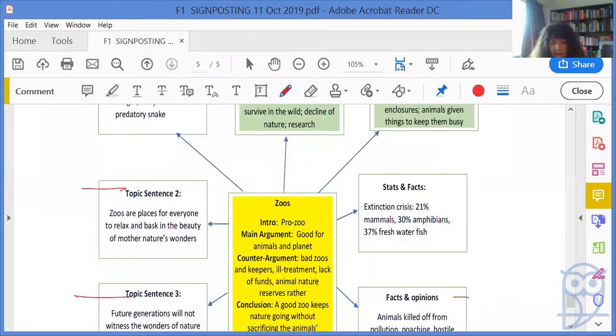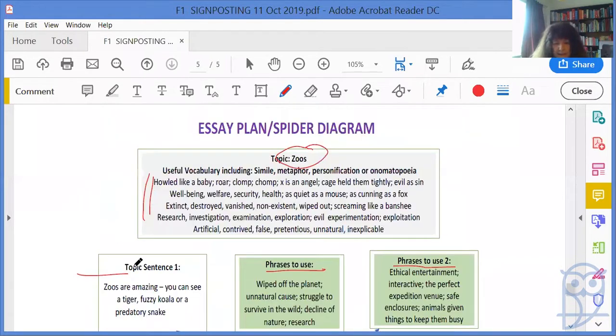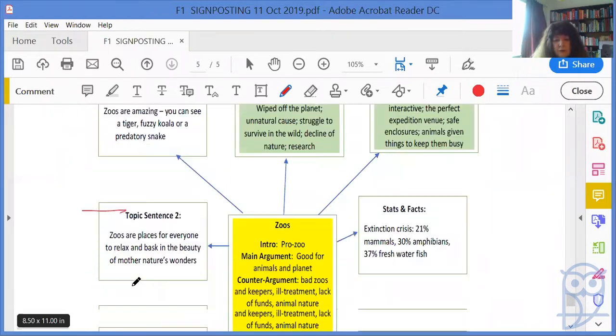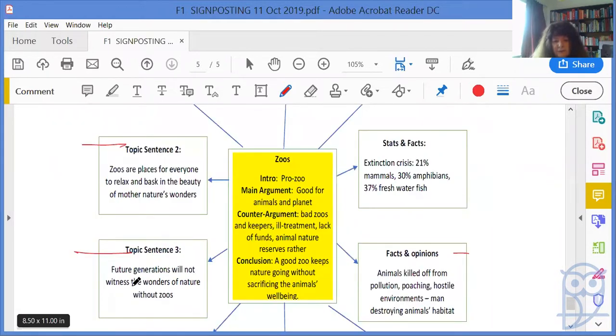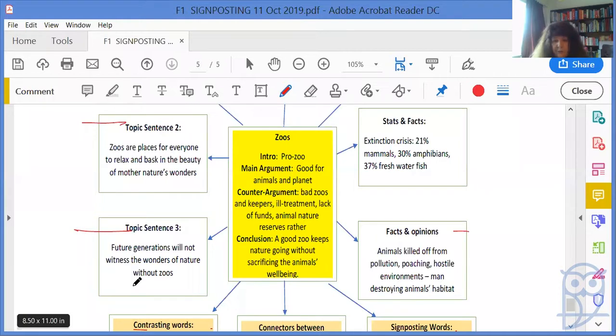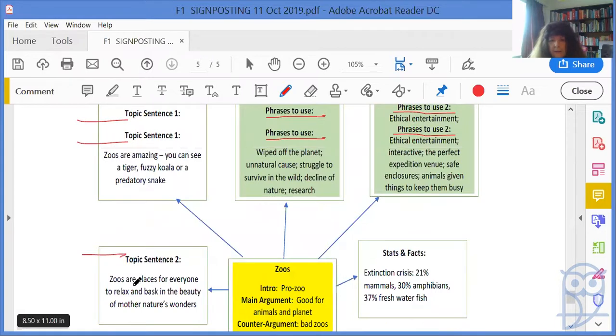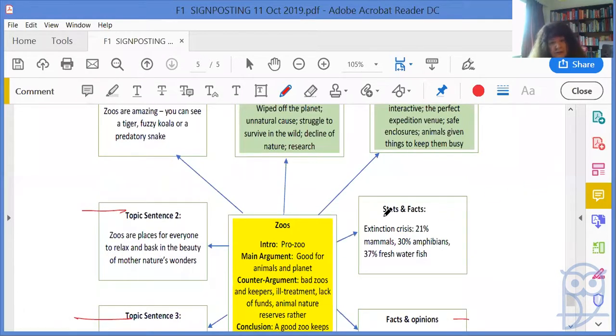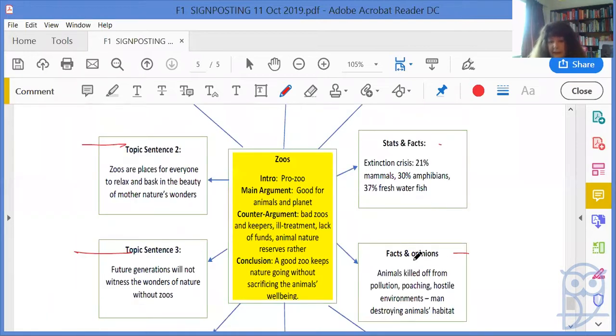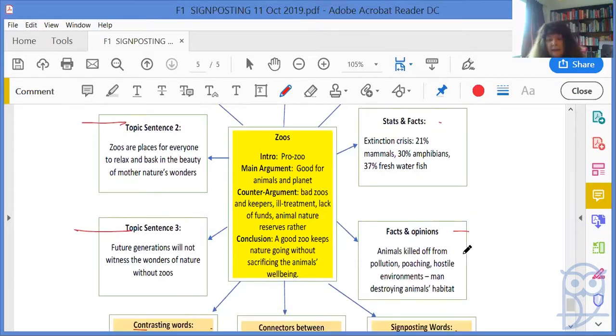And of course, in line with those arguments and introductions, you're going to have topic sentences. You need to write that: topic sentence 1 for the first paragraph, 2 for the second one, and 3 for the third paragraph. And the 4th paragraph will be your conclusion, obviously. On top of that, you've done research, you've got some statistics and facts. And you might have also found some facts with opinions you can give your opinion of and persuade the reader to your way of thinking.